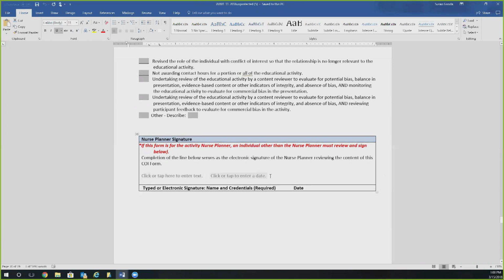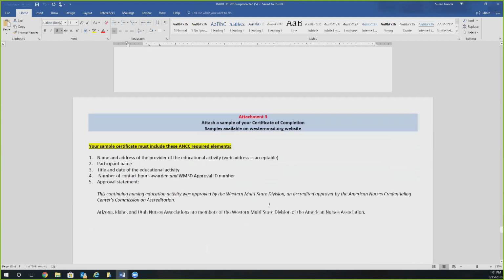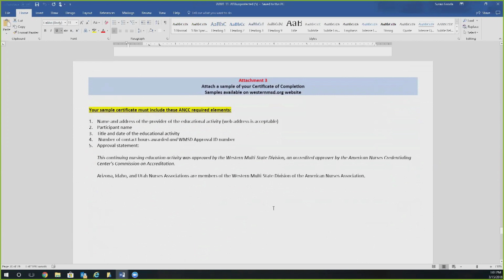And then the nurse planner signs and dates, or if this is being done on behalf of the nurse planner's conflict of interest, then somebody else would sign and date that they have reviewed this information that the nurse planner has submitted. Would you suggest that the content expert be the person who reviews the nurse planner COI form? That would be perfectly great, because if there's only 2 people, that would be an excellent option.